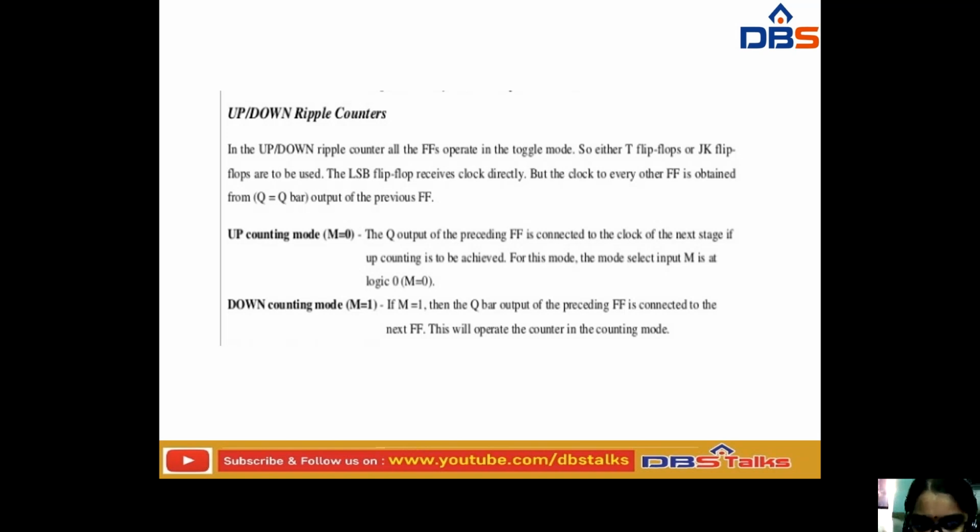So if we have gone for the up down ripple counters, in the up down ripple counter, all the flip flops (FF is a shortcut for flip flop) operate in the toggle mode. So either T flip flops or JK flip flops are used. The LSB flip flop, the least significant bit flip flop, requires only the clock directly.